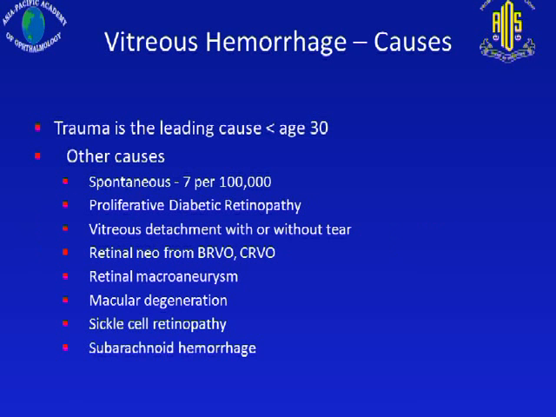Trauma is the leading cause of vitreous hemorrhage in individuals below the age of 30, and of course I've outlined the other causes. Make note that the spontaneous incidence of vitreous hemorrhage is about 7 per 100,000, and of course the other leading causes being proliferative diabetic retinopathy, posterior vitreous detachment, and retinal neovascularization from various diseases.